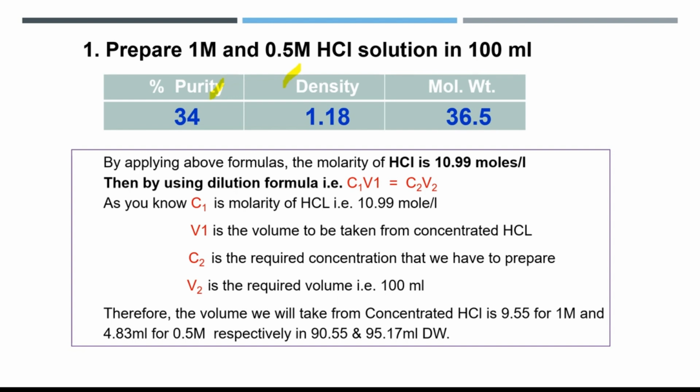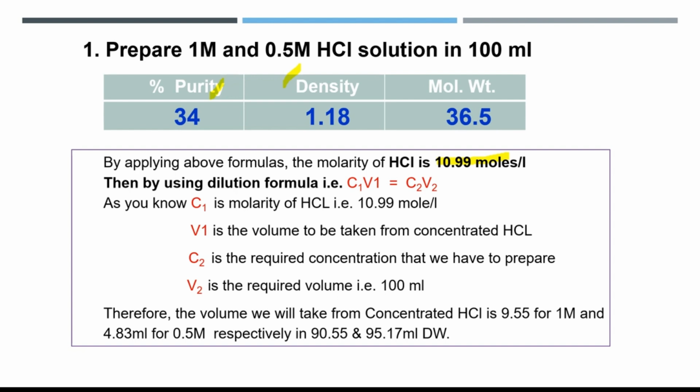So by applying the formulas which we discussed right now, the molarity of HCl is always equal to 10.9 moles per liter if the purity is 34%. In some bottles it comes at 36% or 37%.